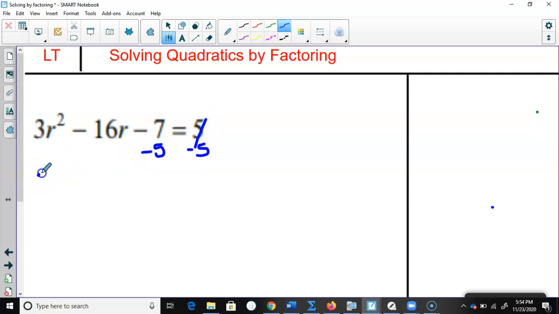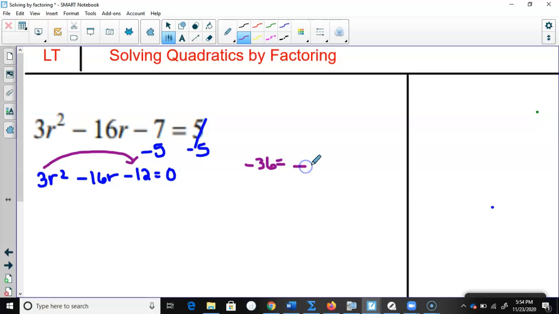Okay, so now I have 3r squared minus 16r minus 12 is equal to 0. I'm going to factor by grouping, so I'm going to take 3 times negative 12, and that gives me negative 36. I'm going to think what times what multiplies to get negative 36, that adds to get negative 16.